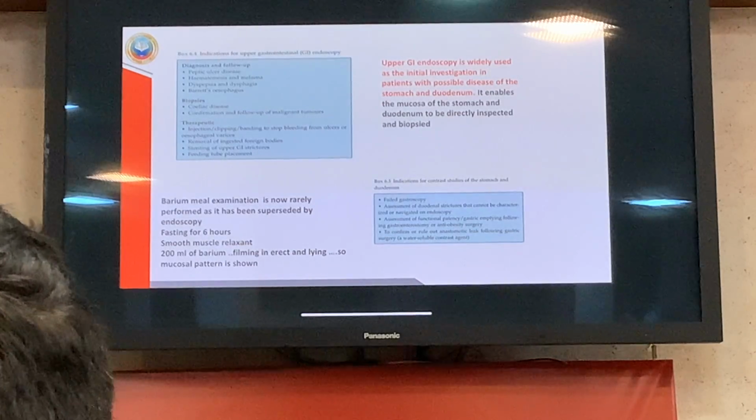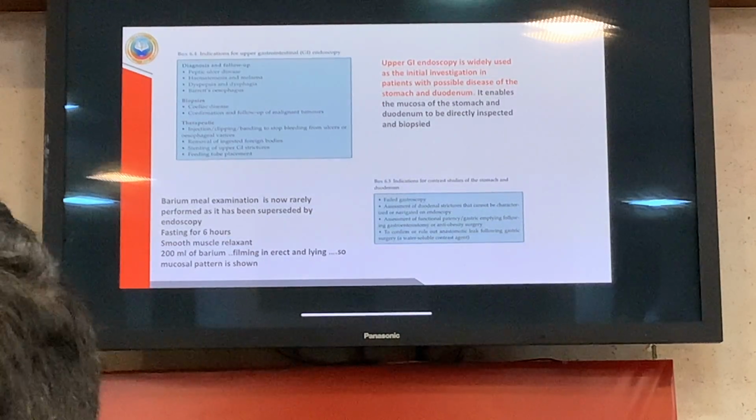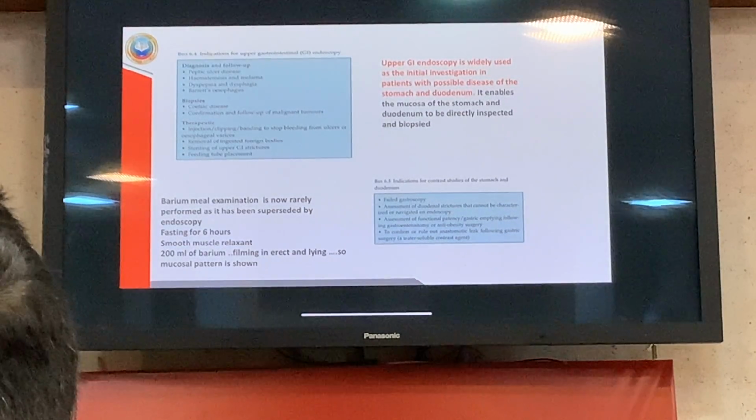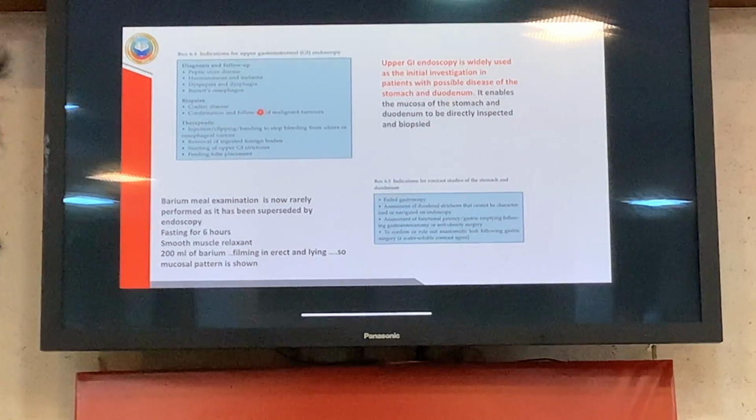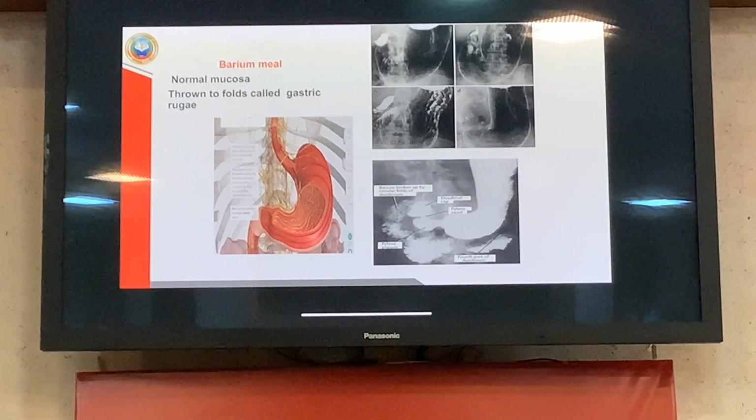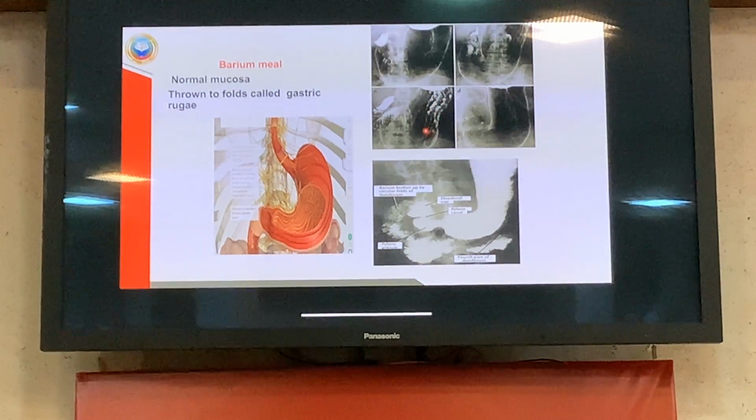Regarding the esophagus, as you know, we have barium study and we have contrast study. Regarding the indication, there are a lot of indications and there is an indication for each imaging modality. This is the stomach and this is the gastric rugae. This is a normal gastric fold, normal, continuous, no filling defect.